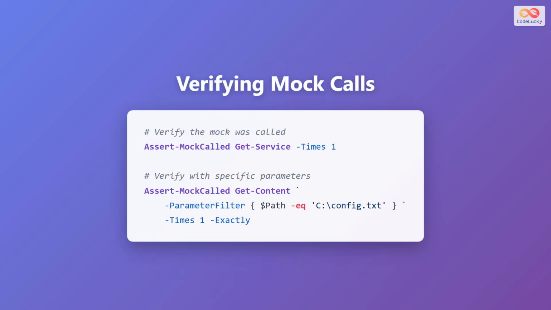After your test runs, you need to verify that your code called the mocked functions correctly. The Assert-MockCalled cmdlet does exactly this. The first example verifies that Get-Service was called exactly one time. The second example is more specific. It verifies that Get-Content was called exactly once with the Path parameter set to C:\config.txt. If your code didn't call the mock, or called it the wrong number of times, the assertion will fail and your test will report an error. This ensures your code is interacting with dependencies as expected.